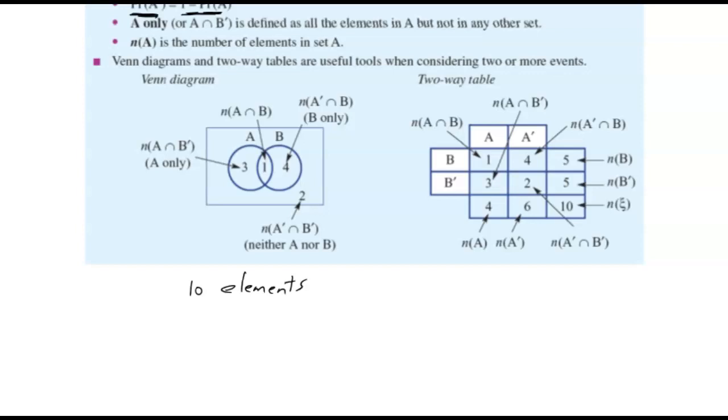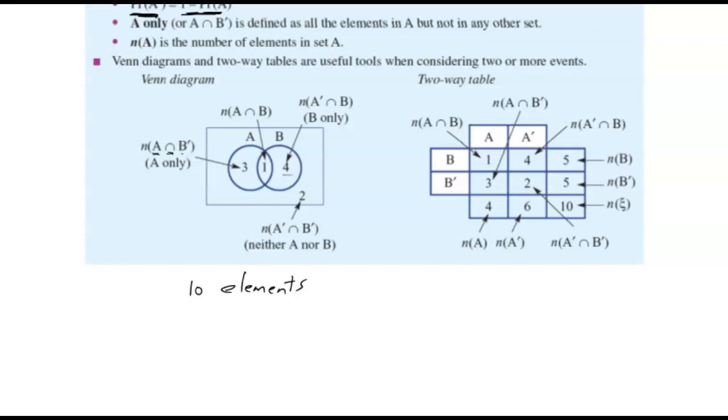And that's why all the numbers in that rectangular box count up to 10, which makes up the sample space. The number 1, which is in the middle of A and B, forms the intersection, A and B. Now, the number 3 represents the number of elements in just A and not B. So here it's saying A and not B, B dash. Do you see how they've used B dash, which is the complement of B?